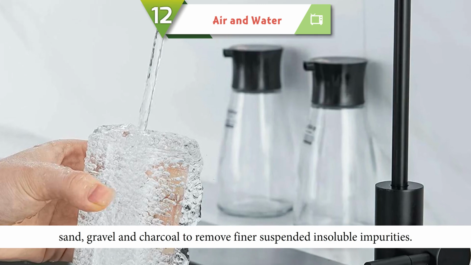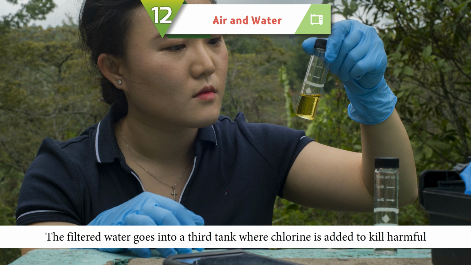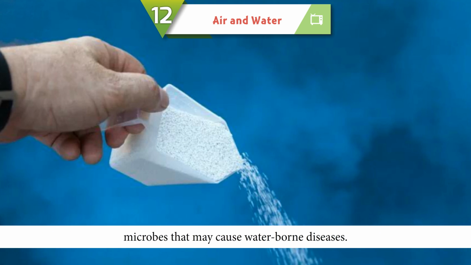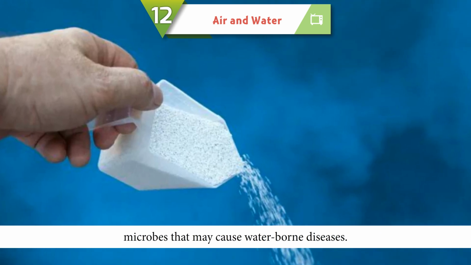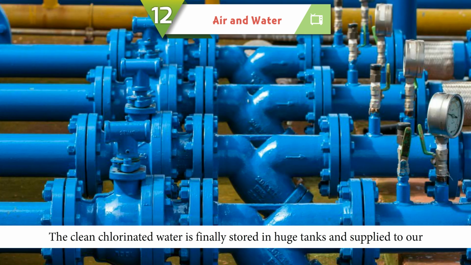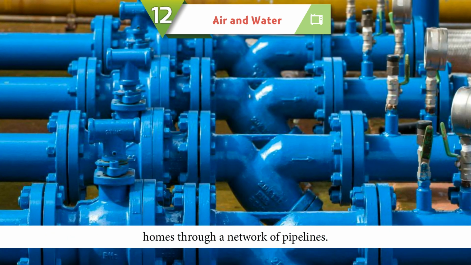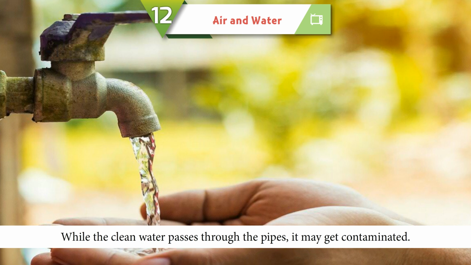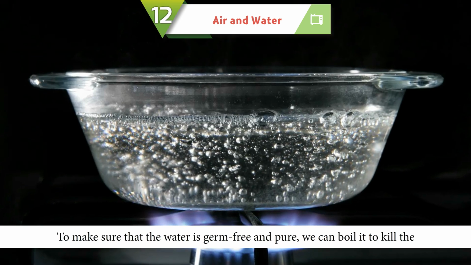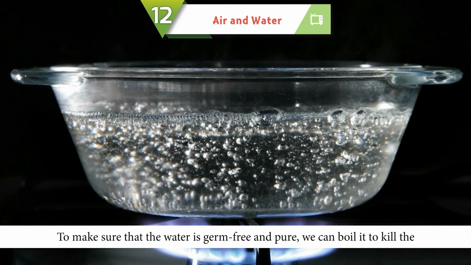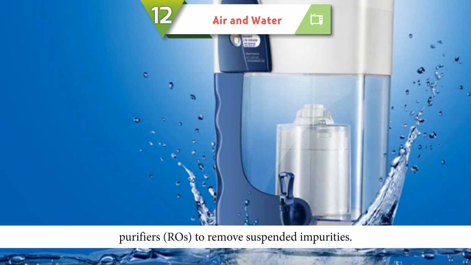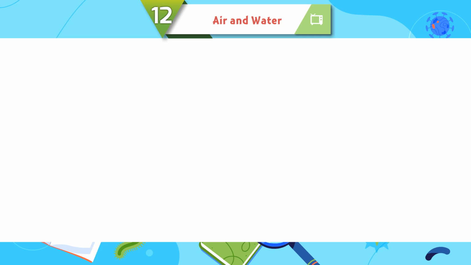suspended insoluble impurities. Chlorination. The filtered water goes into a third tank where chlorine is added to kill harmful microbes that may cause waterborne diseases. The clean chlorinated water is finally stored in huge tanks and supplied to our homes through a network of pipelines. While the clean water passes through the pipes, it may get contaminated. To make sure that the water is germ-free and pure, we can boil it to kill the germs and use water filters or water purifiers, ROs, to remove suspended impurities.